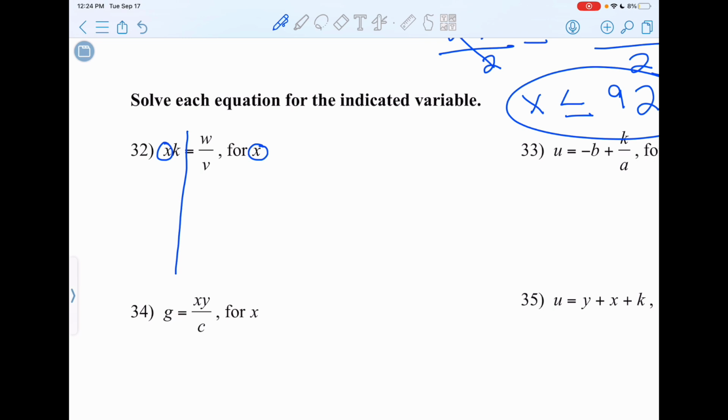Since the x and the k are right next to each other, that means they're being multiplied, and to get rid of multiplication, I divide. So I'm going to divide both sides by k, but if you notice on the other side, I'm already dividing w and v, so if I'm already dividing, I can just add k to my division, add it to the denominator. And so this tells me that x will equal w over kv. And there I've gotten x by itself, and so I have solved for x.